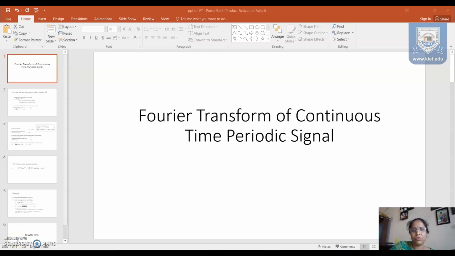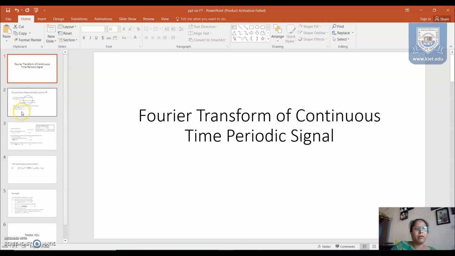Good morning everyone. Today's topic is Fourier transform of continuous time periodic signal. As you already have studied the Fourier transform of continuous time aperiodic signal and its different properties like linearity property, differentiation property, convolution property and many more properties. As you already have gone through these properties, this topic becomes easier to understand.